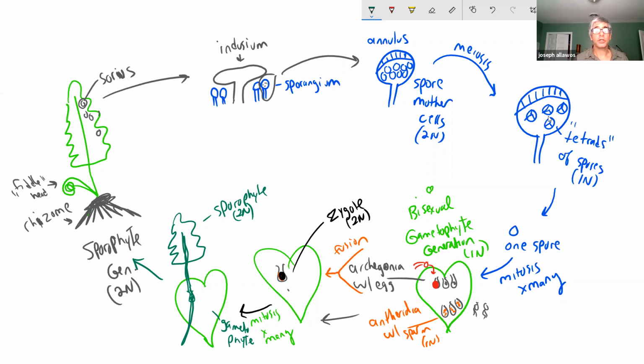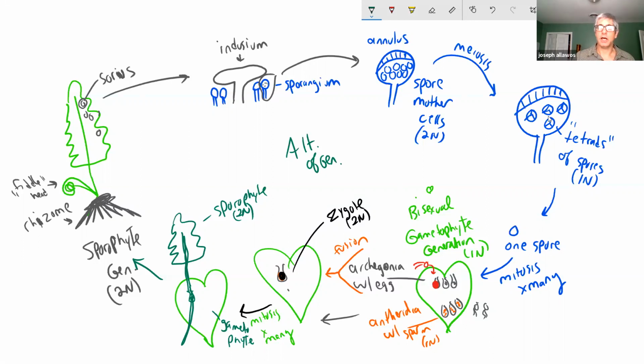Wacky life cycle, alternation of generations, don't forget. Sporophyte, gametophyte, right? Sporophyte made the spores, gametophyte made the gametes, okay? This is a really cool life cycle. And again, I wish I could show you an actual live gametophyte. We usually are able to find them in the greenhouse.